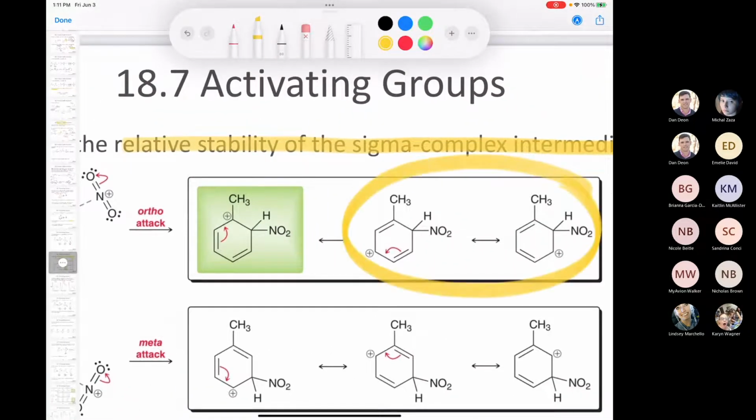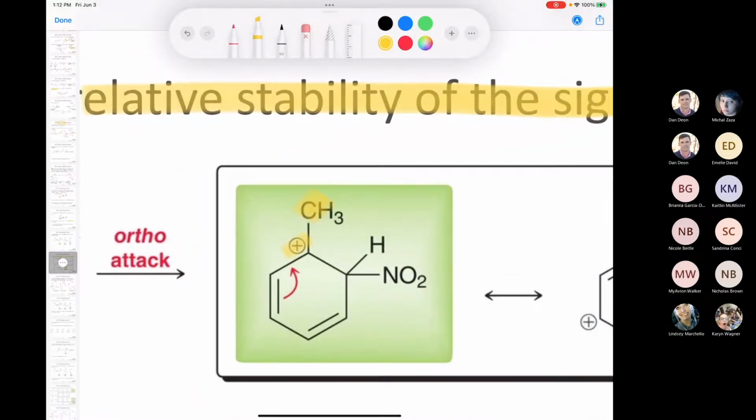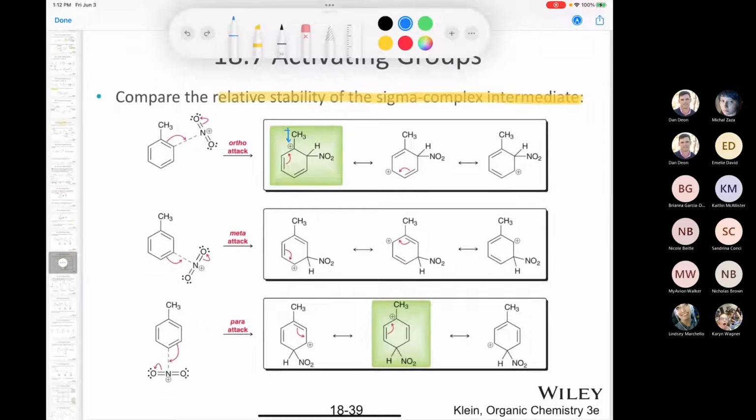Why is that? It's because there's an inherent stability in this sigma complex that isn't present in these two right here. What is it? Well, it's the fact that you have a positive charge right here adjacent to an electron donating group. So this sigma complex, this particular contributor to the resonance hybrid, is more stable than the other two. Why? Because you've got electron density from our electron donating group being poured into that positive charge. And what does it do? It stabilizes it.